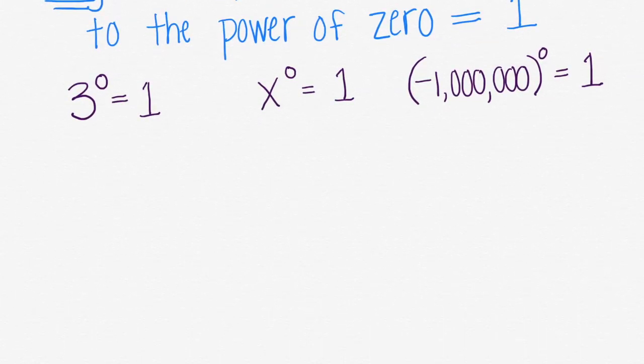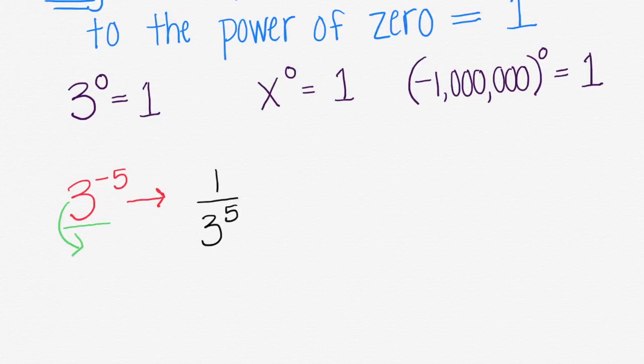Negative exponents has a rule that goes with it as well. Anytime that you want to make a negative exponent positive, you will move it across the division line. So, here's an example. Let's say I have 3 to the negative 5. If I want to make 3 to the negative 5 a positive exponent, I draw a division line and I am going to move it across the division line. That is now going to be 1 over 3 to the 5th.